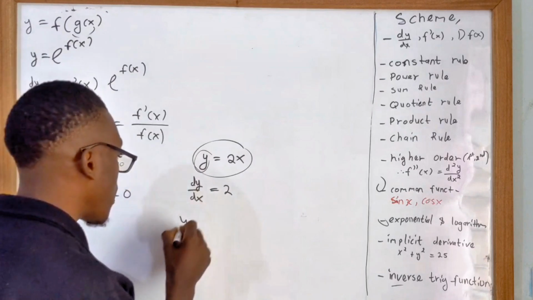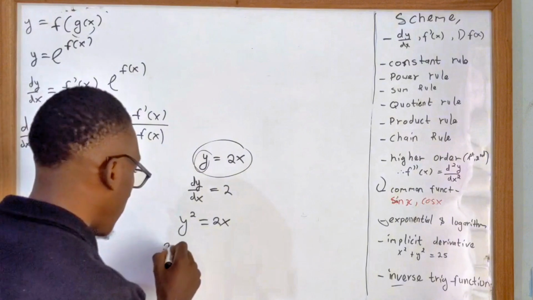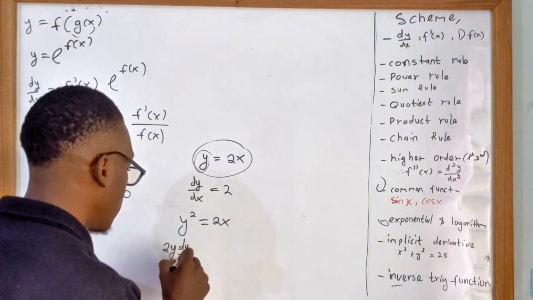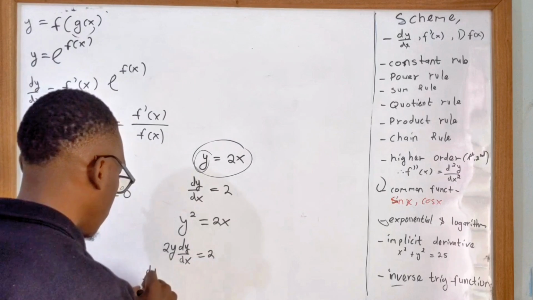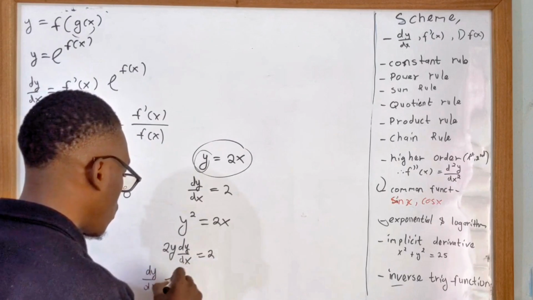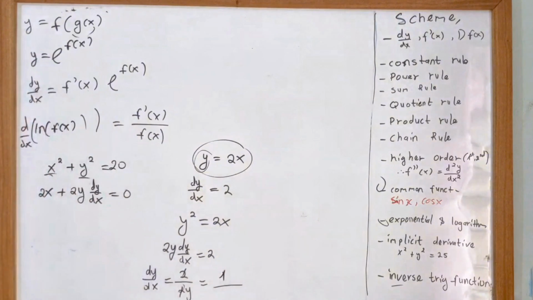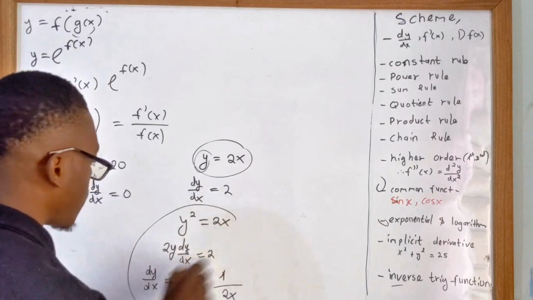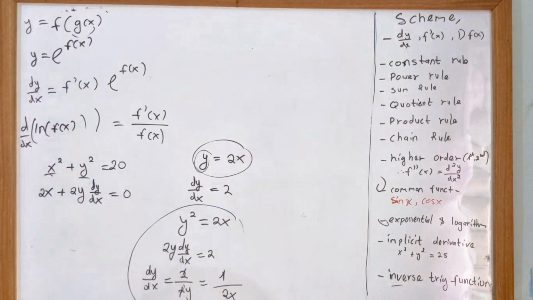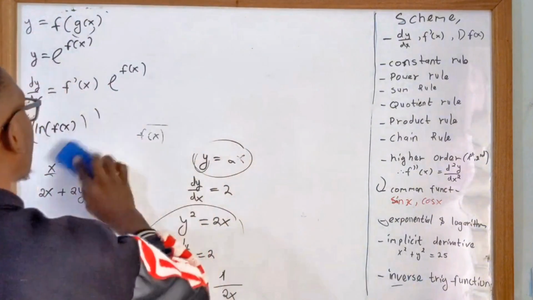If you had y squared is equal to 2x, differentiating this, you are going to have 2y dy over dx is equal to 2. Therefore, dy over dx is equal to what? 2 all over 2y. That is equal to 1 all over y. And what is y? 2x. You see that at the end the derivative of this comes down to this. Hope you understand what we actually did here. Let's move then to inverse trig function.